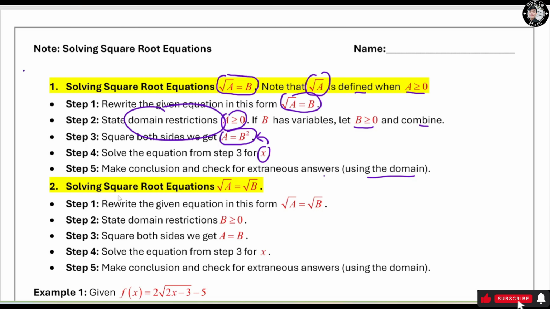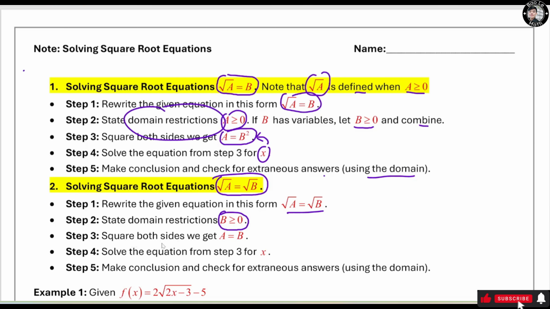Now, we will learn how to solve the square root equation square root of A equals square root of B. Step number 1, we need to rewrite the given equation in this form. Step number 2, state the domain restriction. We're going to let B be greater than or equal to 0.